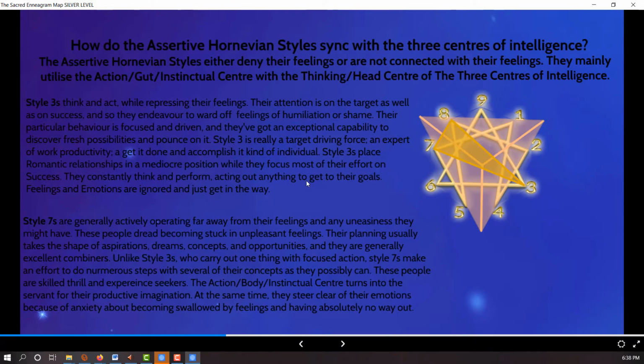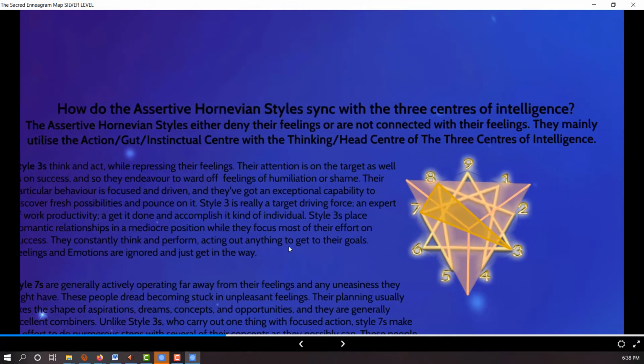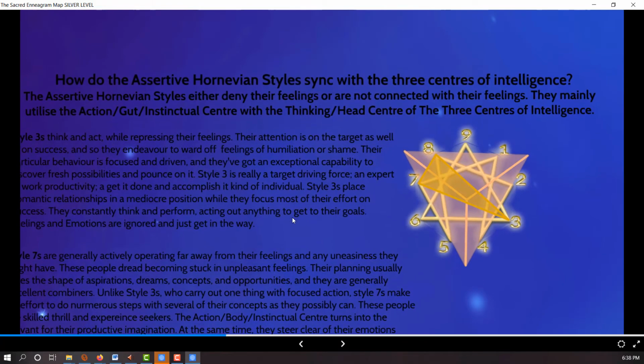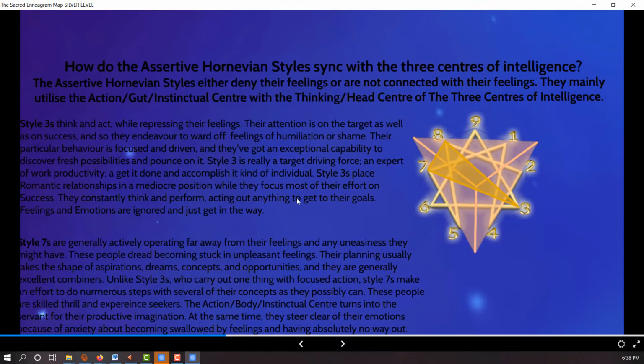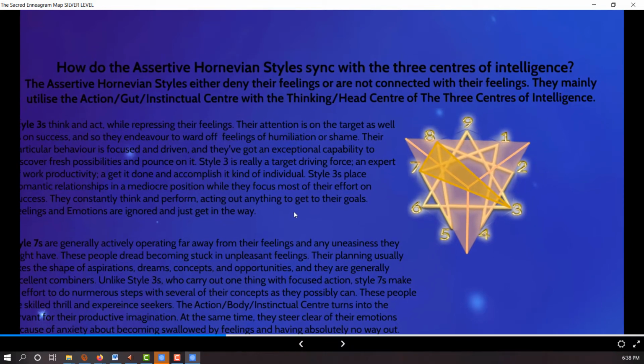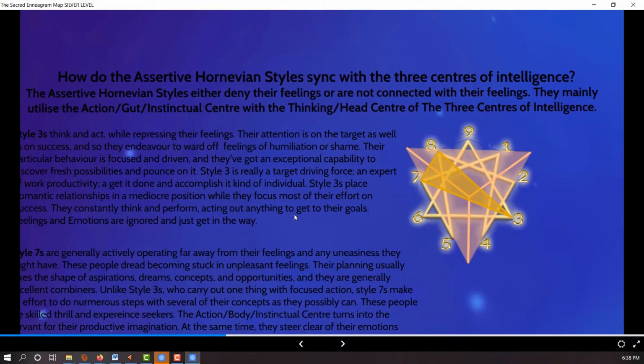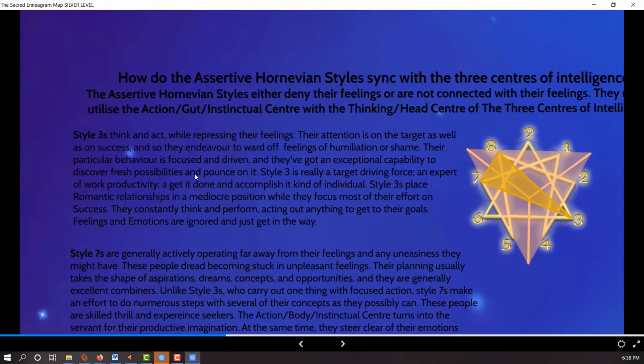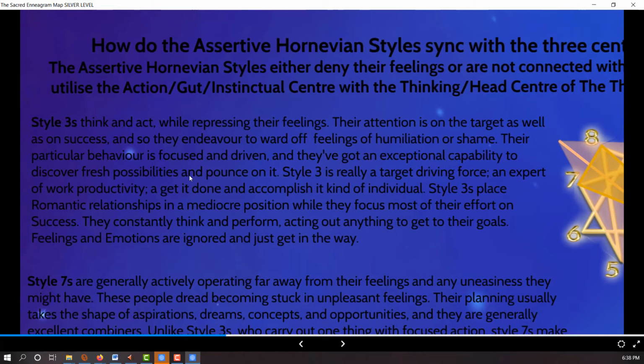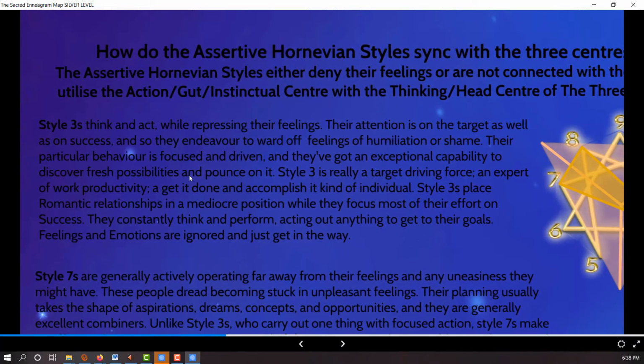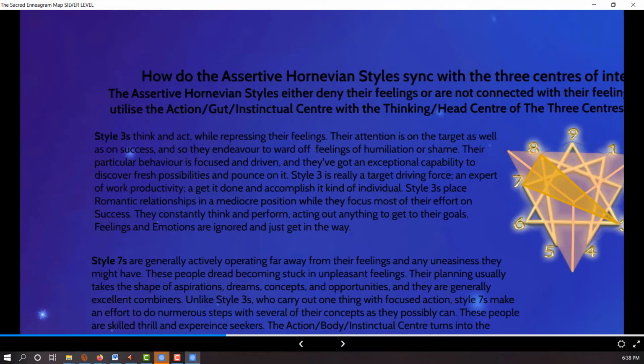And it just goes into more information here about how the assertive Hornbeam styles sync with the 3 centers of intelligence. So the assertive Hornbeam styles either deny their feelings or are not connected with their feelings. They mainly utilize the action gut instinctual center with the thinking head center of the 3 centers of intelligence. So it just goes into what it looks like for the assertive styles when they are only connected to the head and gut centers. Okay, zooming out again.